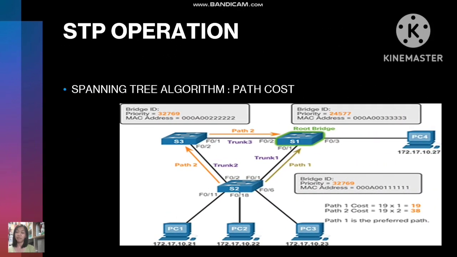Next, we have the path cost. When the root bridge has been elected for the spanning tree instance, the STA starts the process of determining the best paths to the root bridge from all destinations in the broadcast domain. The path information is determined by summing up the individual port costs along the path from destination to the root bridge. Each destination is actually a switch port.